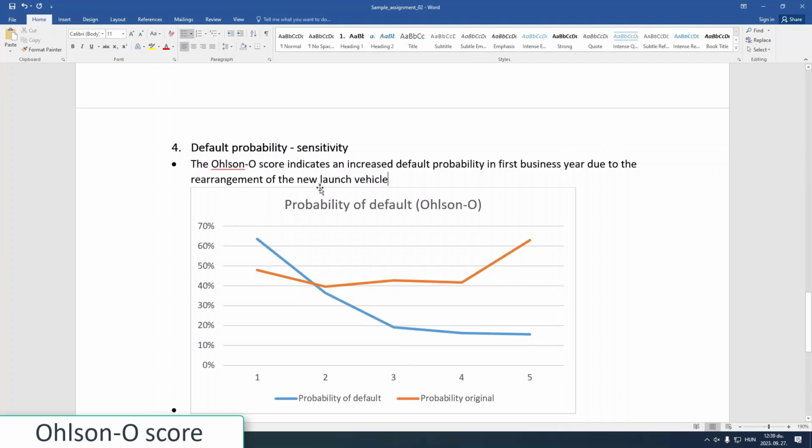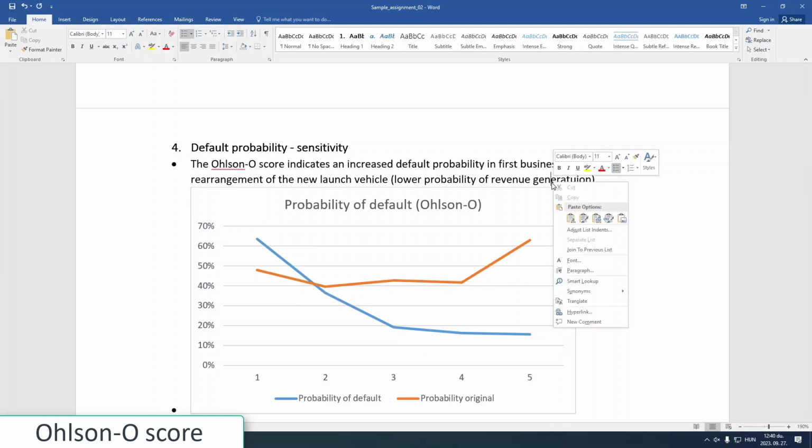I like this phrase: it's never a rocket, it's always a launch vehicle. If it explodes, it's never an explosion, it's an anomaly. So yeah, phrases. Rearrangement of the new launch vehicle. Sorry, lower. Generation.